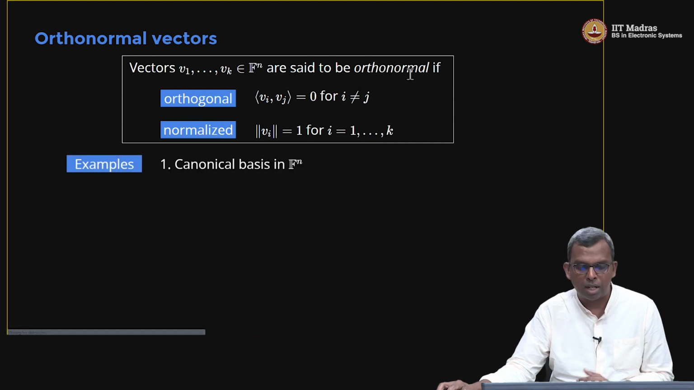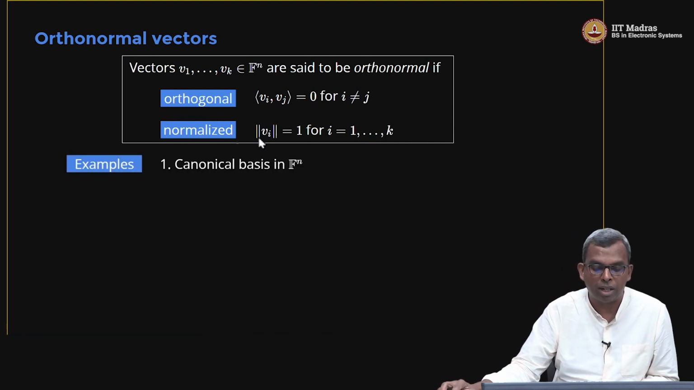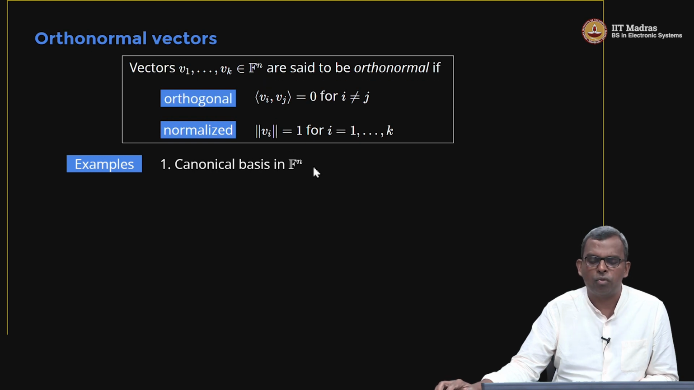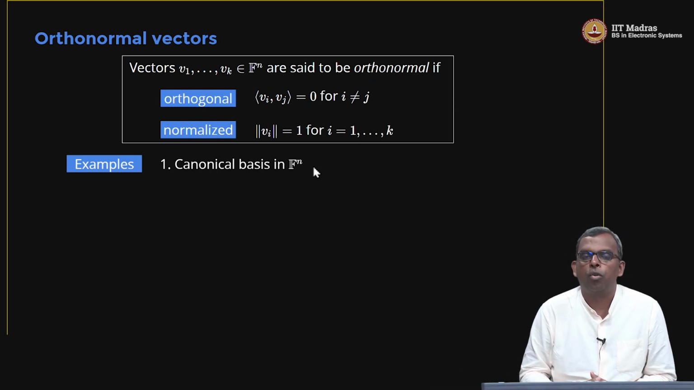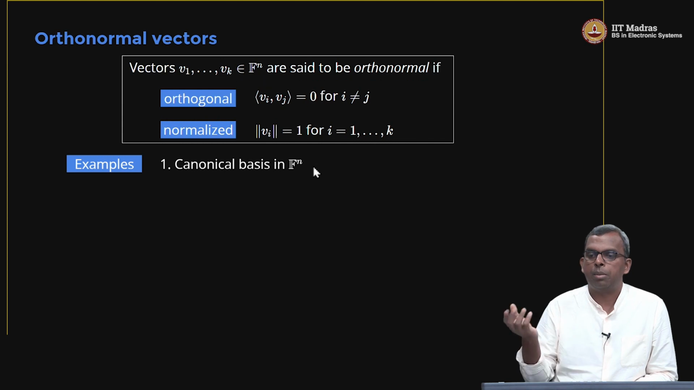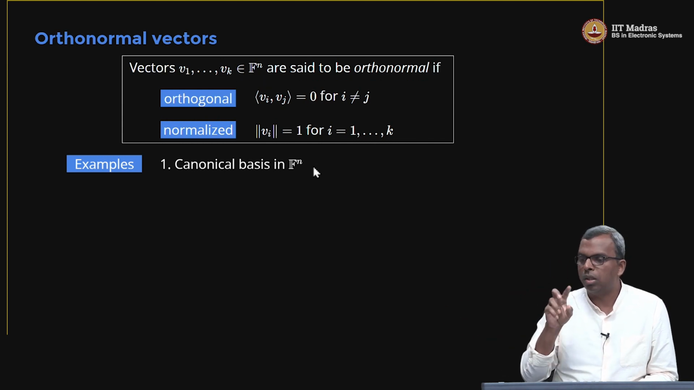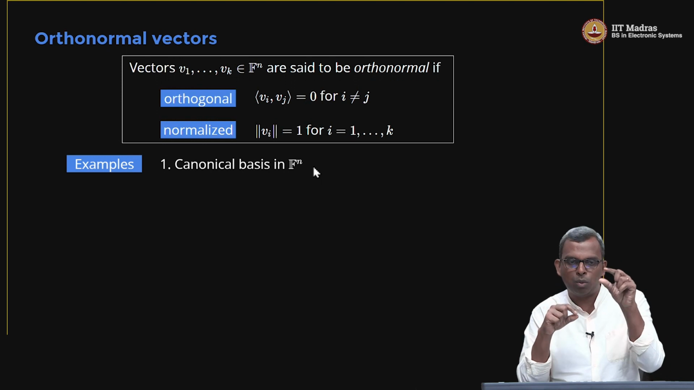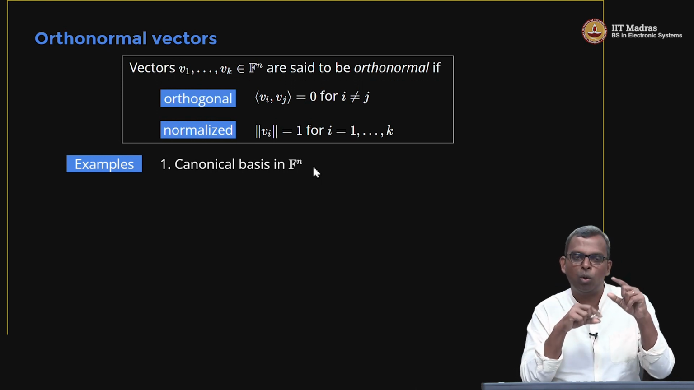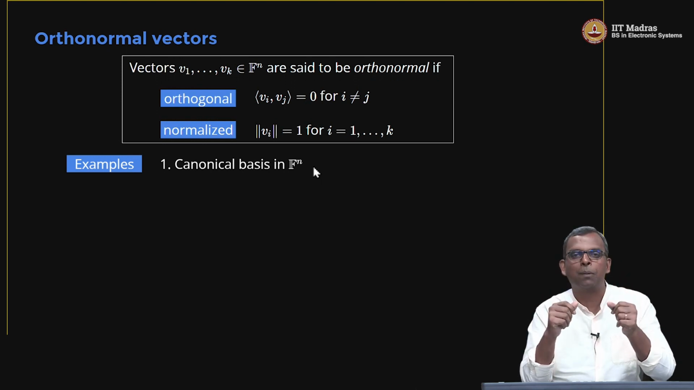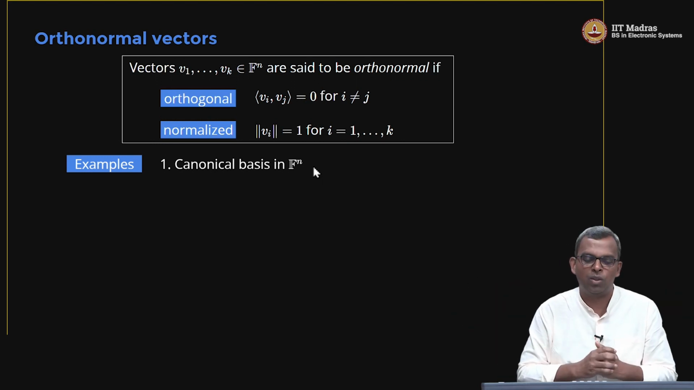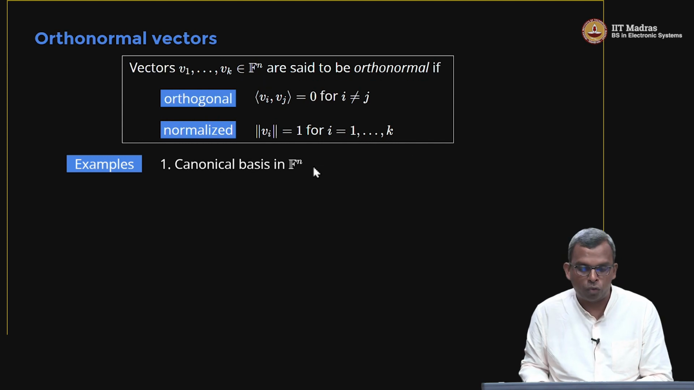So are there such vectors? There are many. In fact, the canonical basis in Fn is a very standard example of an orthonormal set. When you take the canonical basis, it's 1 0 0 0, so clearly the norm is 1. And if you take any two vectors in the canonical basis, it's either 1 0 0 and then 0 1 0. So whenever there is a 1 here, there will be a 0 on the other vector. There will be no overlapping 1. So when you take an inner product, it will always go to 0. So they are orthogonal. This canonical basis in Fn is an example of a set of orthonormal vectors.